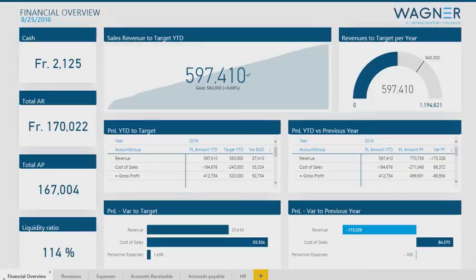Here on the financial overview page, we see sales revenue, the cash balance, accounts receivable and payable, the liquidity ratio. We also see a profit and loss statement with comparison to the previous year in the middle. There is also a measure comparing the current difference to the target goal set.